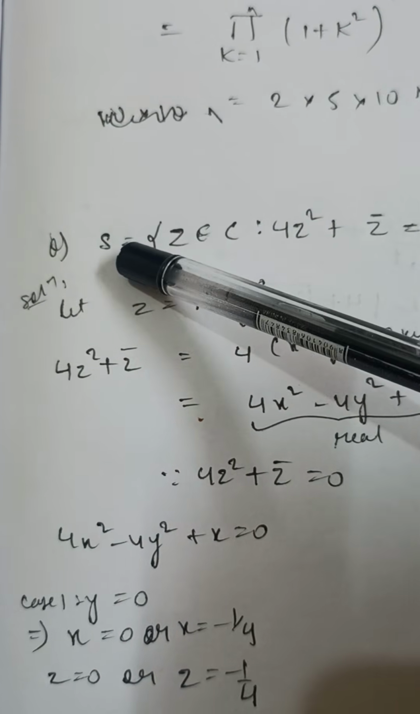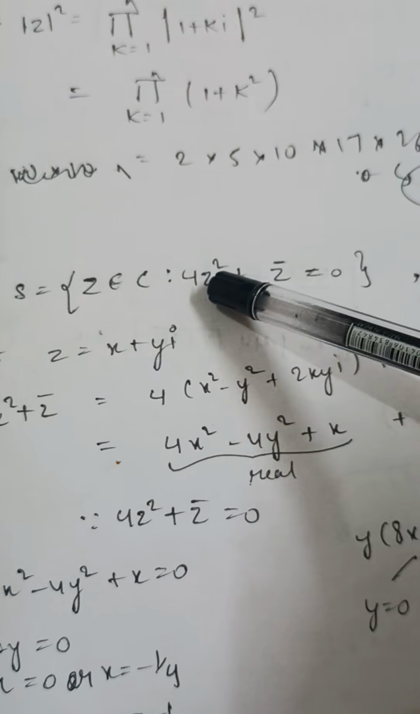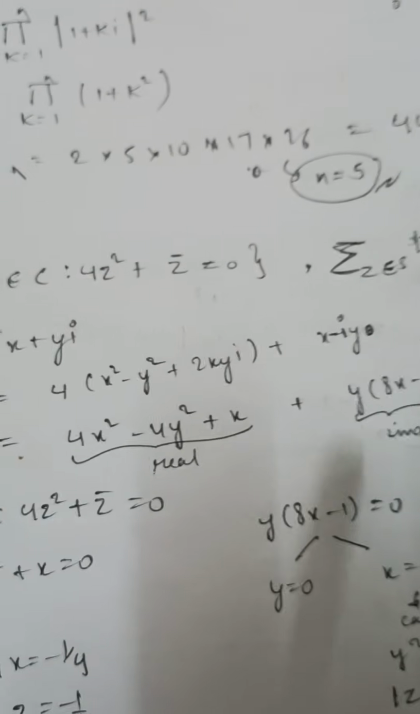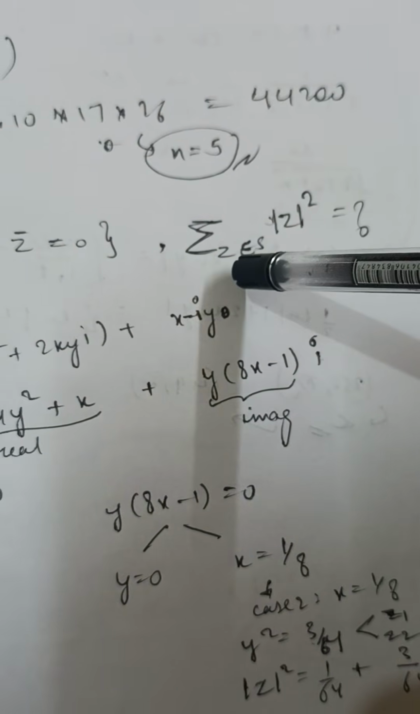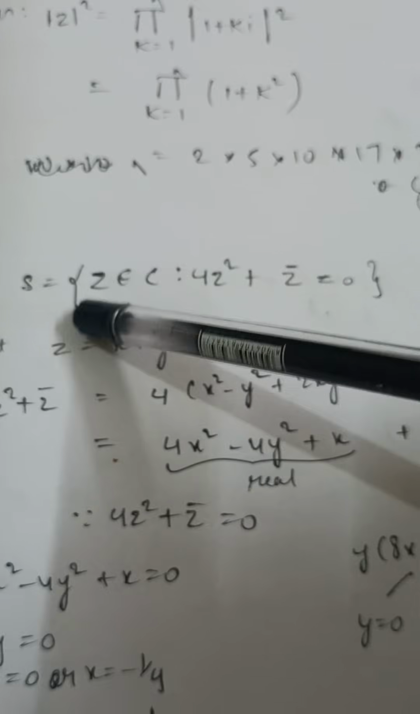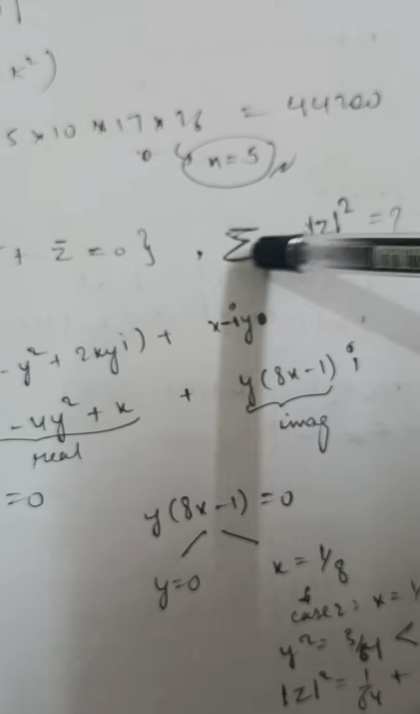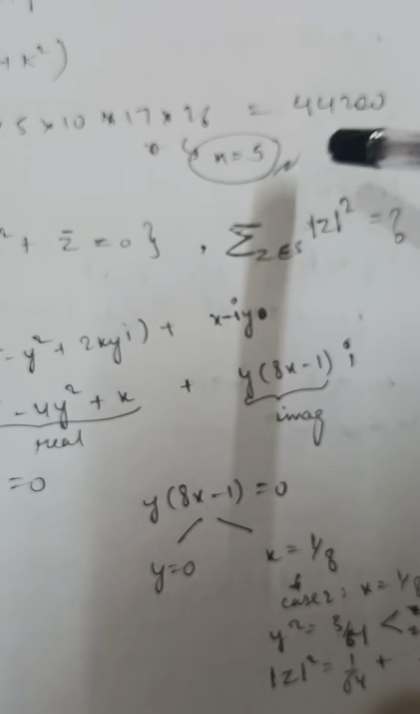We have the set S equals Z belongs to this, 4Z square plus Z conjugate is equals to 0. Z represents the complex number here, and we need to find this expression: the summation of all the Z's in this set S, whatever we will get from this expression, the summation of their magnitudes. Mod Z square represents the magnitude of that complex number.